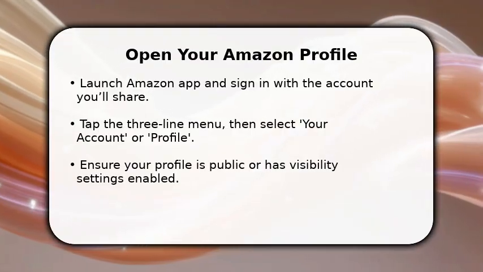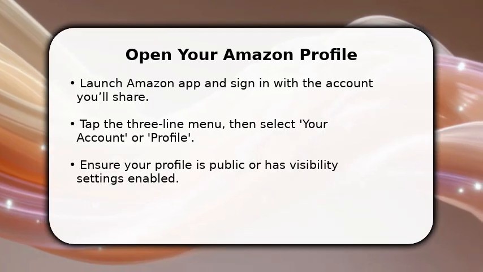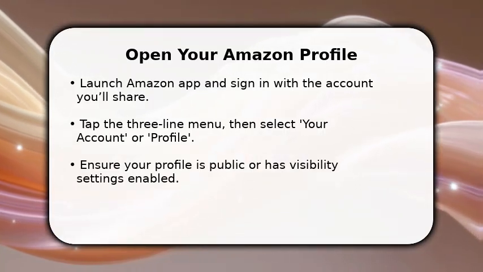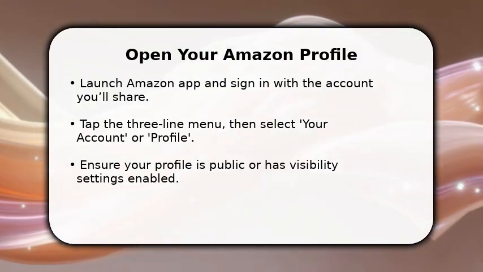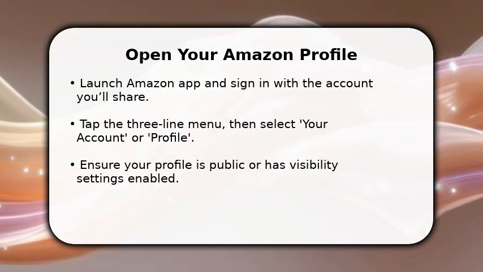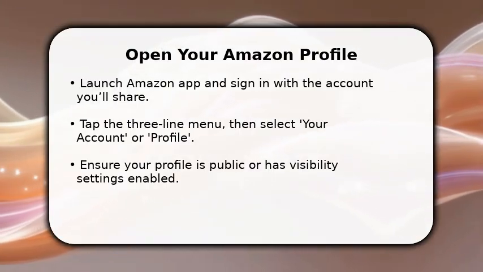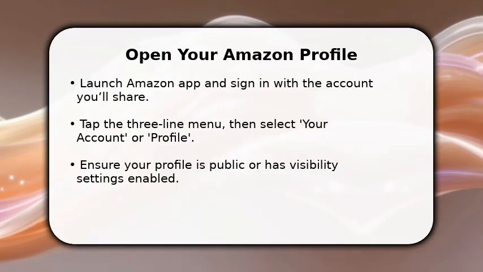You're starting inside the Amazon app. Open it and sign in now. Tap the three-line menu in the bottom or top corner, then choose your account and profile to view your public page. Make sure your profile visibility is set to public so others can see reviews and lists. Otherwise, the link will be useless.